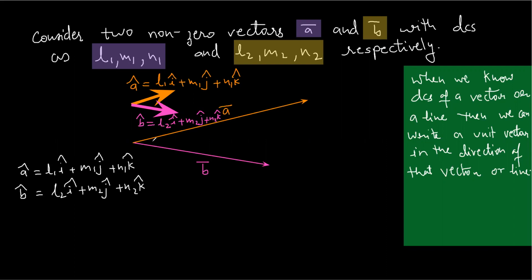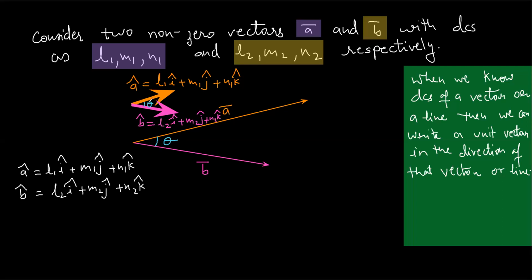Now what happens next is, I was interested in the angle between A bar and B bar. I was interested in this angle theta. Now remember students, this angle theta will be the same as this angle theta. The angle will be the same. Why? Because A cap and B cap are parallel to A bar and B bar.